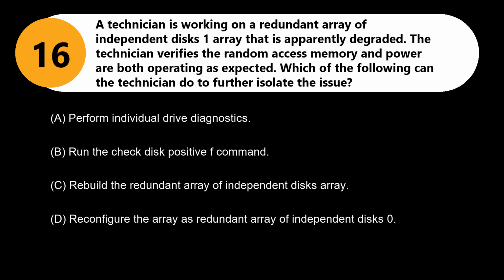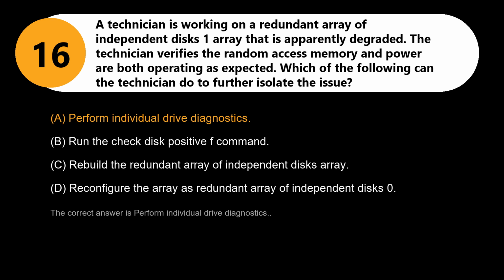Question 16. A technician is working on a redundant array of independent disks, one array that is apparently degraded. The technician verifies the random access memory and power are both operating as expected. Which of the following can the technician do to further isolate the issue? Option A, perform individual drive diagnostics. Option B, run the check disk /F command. Option C, rebuild the redundant array of independent disks array. Option D, reconfigure the array as redundant array of independent disks 0. The correct answer is option A, perform individual drive diagnostics.